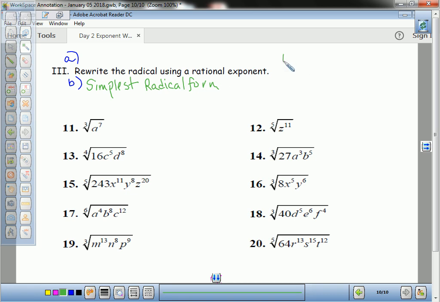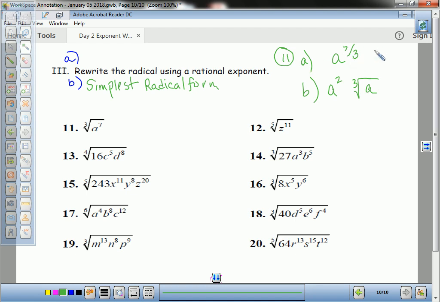All right, so let me do number 11 with you. So for part A, you can see what's happening. If we just rewrite this as a rational exponent, for number 11, A, the power is the numerator, the root is the denominator. Done. That's as a rational exponent. But if you're asked to write it in simplest radical form, that's where you would say, okay, 3 goes into 7 2 times, and there's 1 left over. So 1 stays under the radical. So this is simplest radical form.